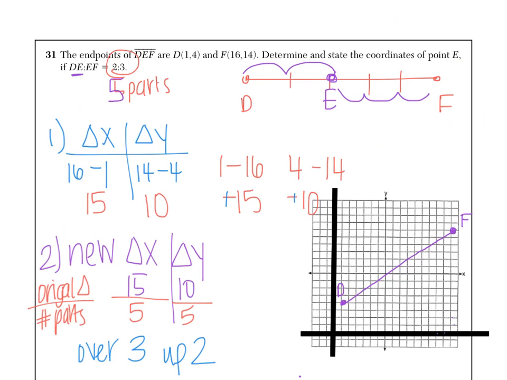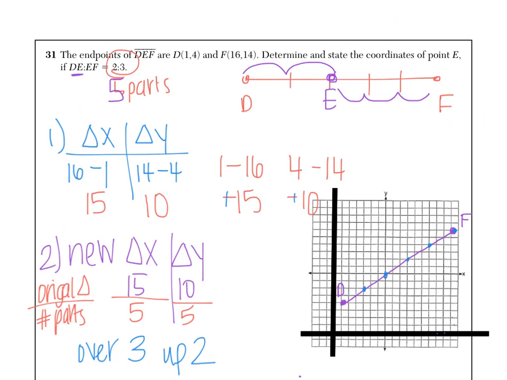So on the graph, I'm going to start at D. I'm going to go over 3 and up 2, plot a point. Over 3, up 2, plot a point. Over 3, up 2, plot a point. Over 3, up 2, plot a point. Over 3, up 2, and I land on F. If I don't land on F, then I did something wrong. Something's wrong with my calculation, or I plotted points incorrectly.